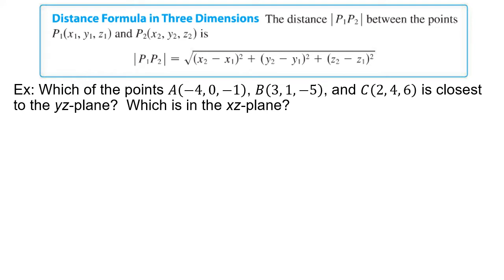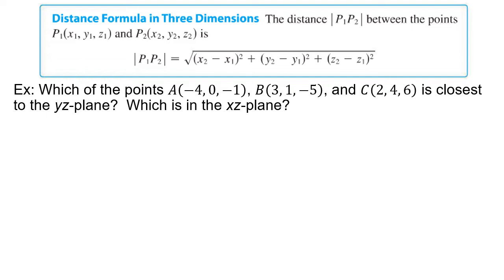How about the distance formula? The distance formula is the same in two-dimensional space as it is in three-dimensional space. In two-dimensional space, you end up with x2 minus x1 squared plus y2 minus y1 squared. So just this part is the distance formula in 2D space. If you're doing 3D space, you have to add in the z component.